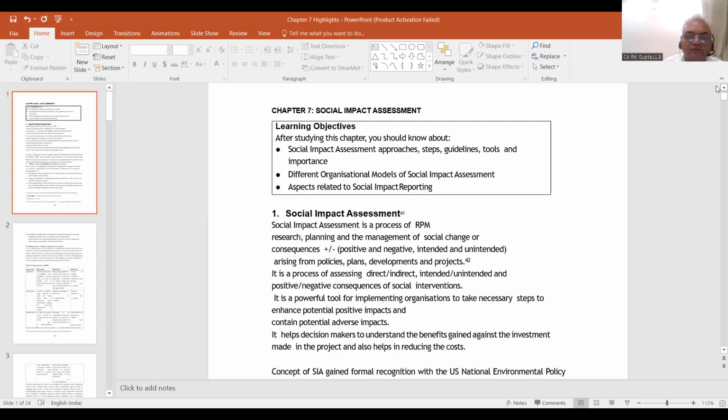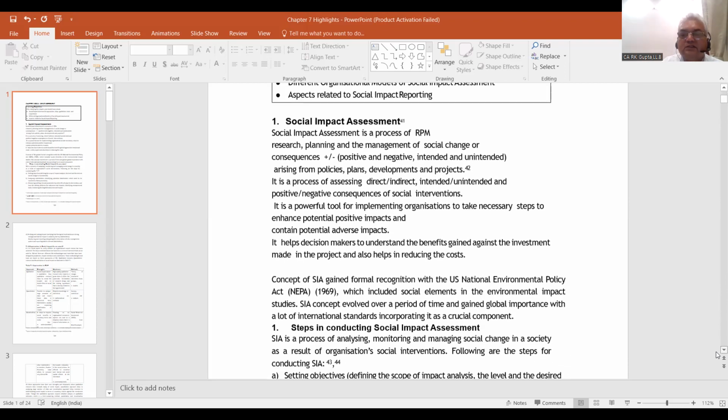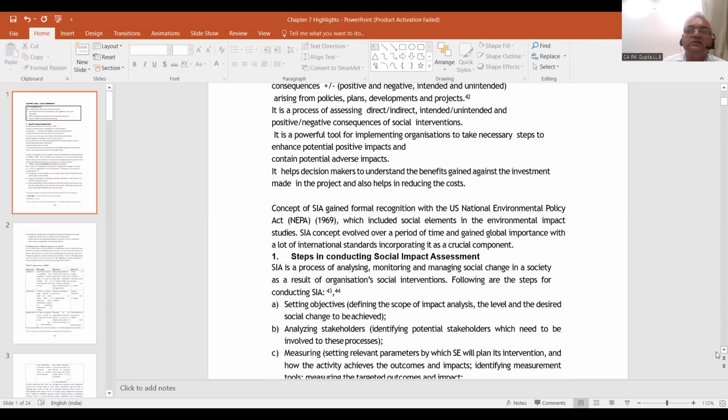So this can also be a question. It helps decision makers to understand the benefits gained against the investment made in the project and also helps in reducing the costs. The concept of social impact assessment gained formal recognition with the US National Environmental Policy Act, NEPA, 1969, which included social elements in the environmental impact studies. So the SIA concept evolved over a period of time and gained global importance with a lot of international standards incorporating it as a crucial component.